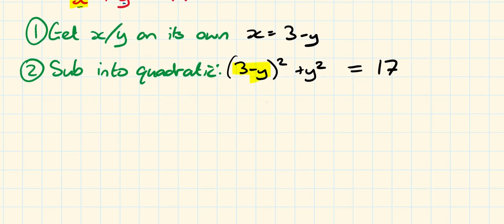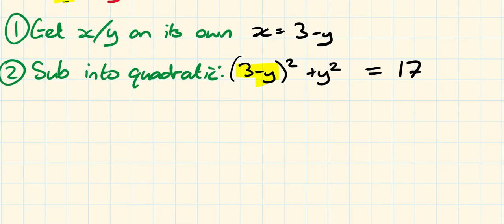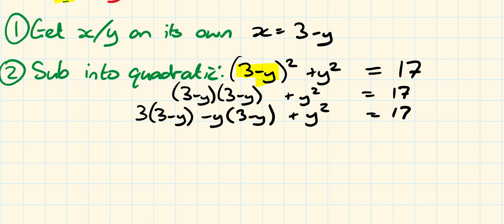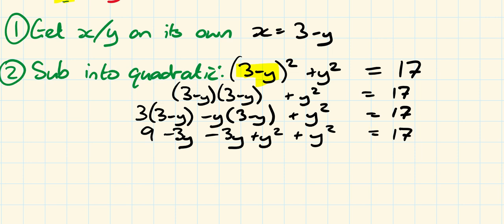Okay, so this is just a very straightforward bracket now to multiply. So remember, a squared bracket just means the bracket twice. So 3 minus y squared is 3 minus y, 3 minus y, then plus y squared equals 17. So we'll keep it as normal. Split the bracket up, 3 minus y, 3 minus y, plus y squared equals 17. So we're splitting up the bracket. Now we're going to multiply it out. 9 minus 3y minus 3y plus y squared equals 17.